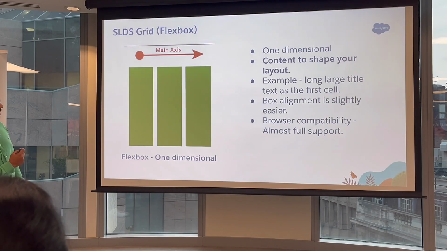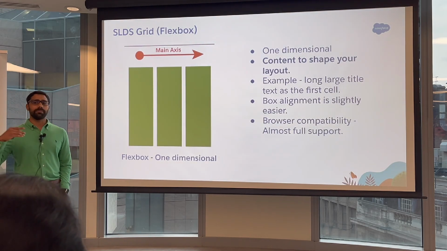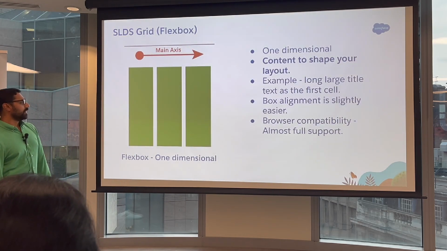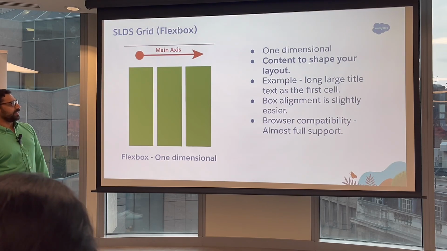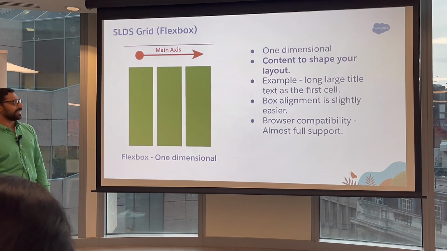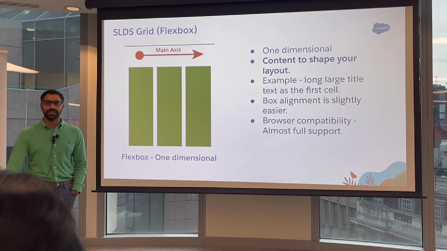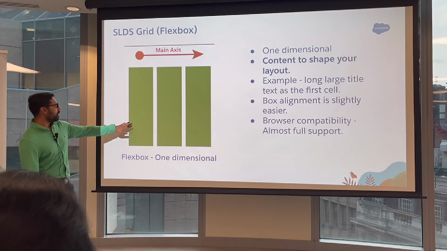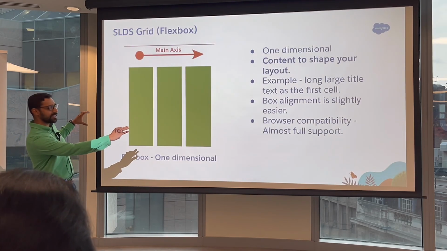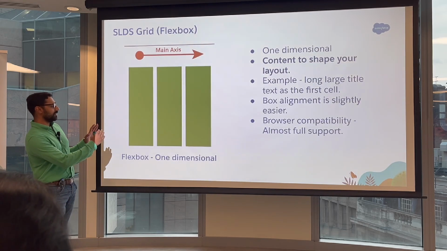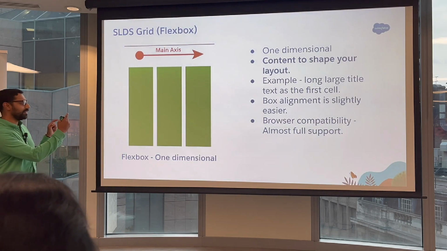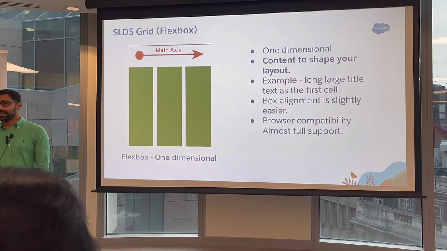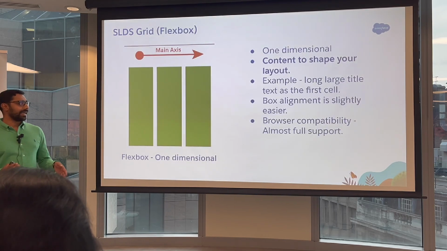The main thing to remember is that Flexbox is one-dimensional, right? So it has a main axis. You start putting your item 1, item 2, item 3. The thing to remember is that the content will shape the layout, and this is a key difference when you compare it with the other grid framework. What that really means is that if the first item were a large text or a large image, the content takes precedence over the layout of the grid. That is when you should be really thinking about using SLDS Grid. The box alignments are slightly easier.